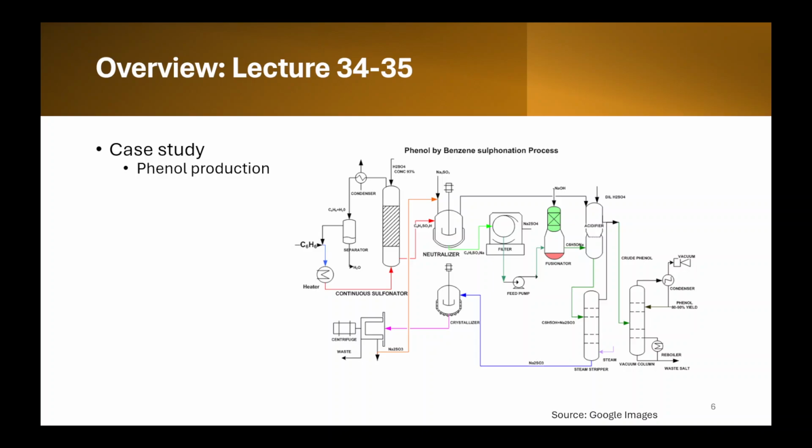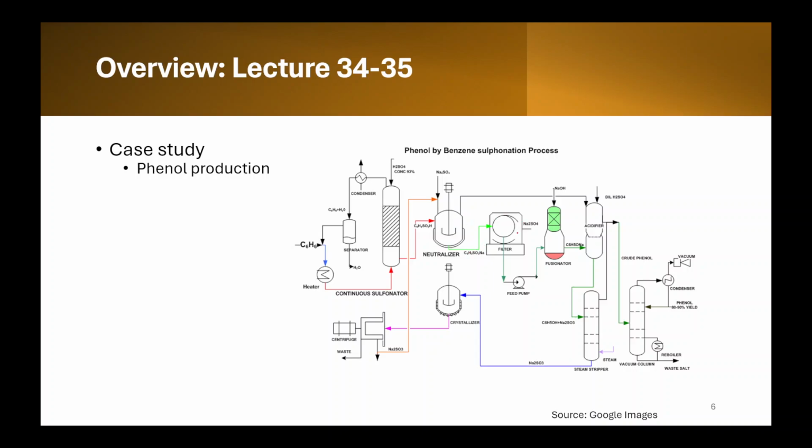So this is a little bit easier to understand flow sheet. Here you can see again just a repetition of the previous slide. We have benzene. It goes to the sulfonator. We also have H2SO4 which comes in. Then from the sulfonator, the benzene sulfonic acid is taken to the neutralizer where we add Na2SO3 so as to get sodium benzene sulfonate.